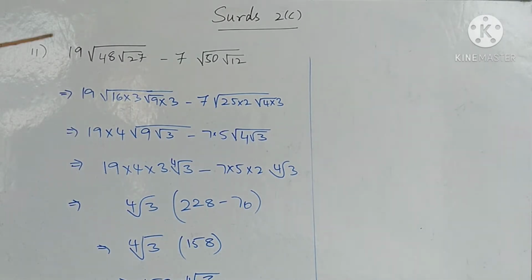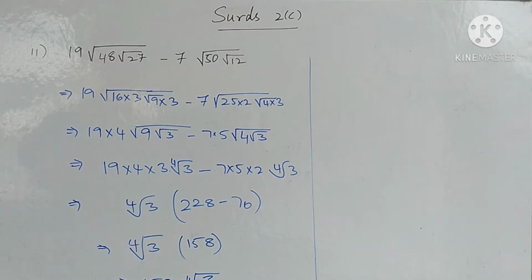So this is our chapter 2 search. This is 11th question. Find the value of the 9th root of 48 under root 27 minus 7 into root of 50 under root 12. Find the value of this problem.